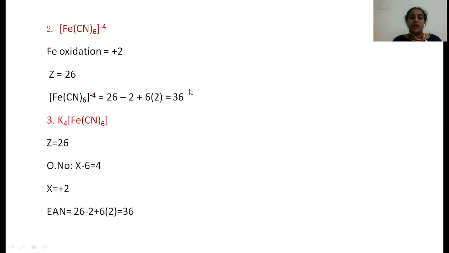According to the Sidgwick theory, the EAN of the central metal ion here is also 36, which equals the atomic number of an inert gas. Hence this complex is also stable and diamagnetic. If we observe these two complexes, instead of writing the charge on the sphere, we can write it here like this, as a cation. If you remove the cation, we can write the charge on the sphere also. Both complexes are the same.